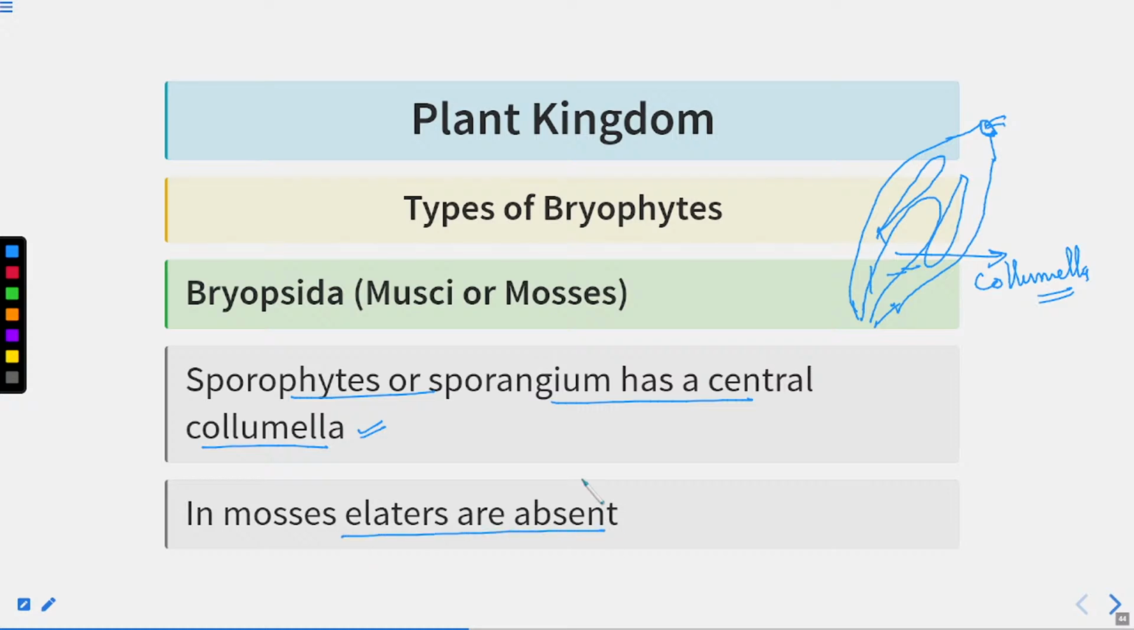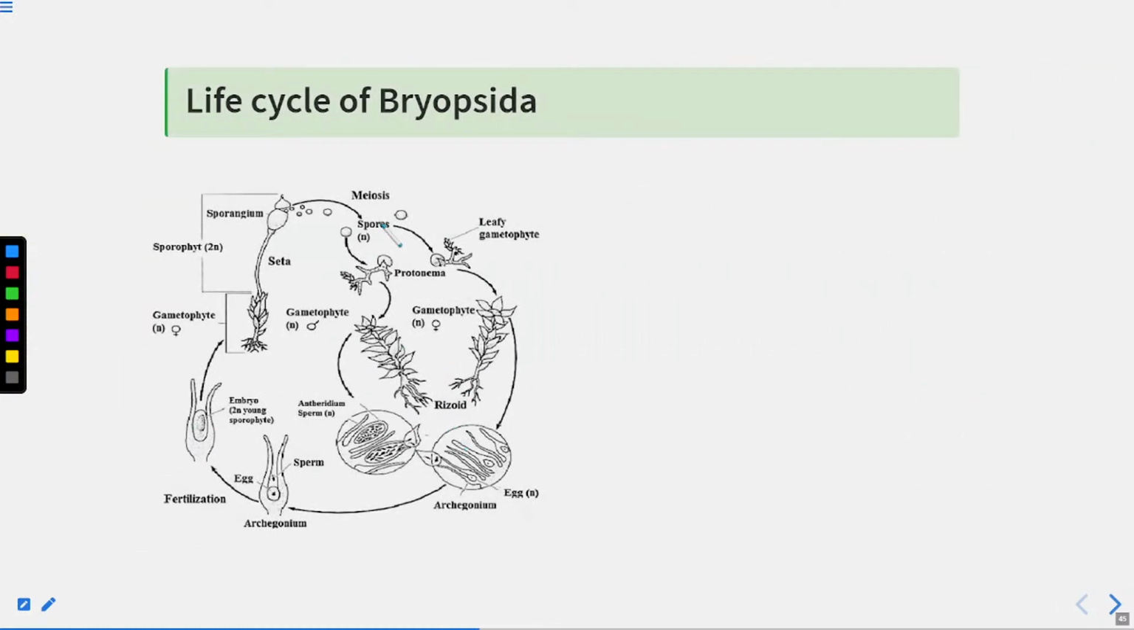In mosses, elaters are absent. Elaters are generally structures present in the sporangium, and they help to disperse the spores. But in the case of mosses, they are absent. So here you can see the life cycle of Bryopsida, that is, they have this gametophytic structure and this sporophytic structure, right? The gametophytic is haploid, and the sporophytic is diploid.